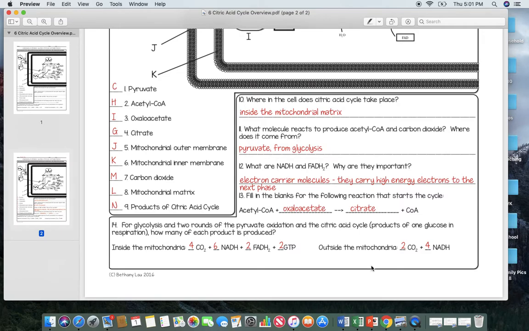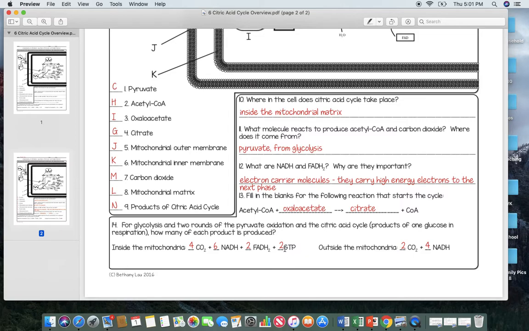Number 11, what molecule reacts to produce acetyl-CoA and carbon dioxide? Where does it come from? Pyruvate. It starts with pyruvate, and it comes from our first process, glycolysis. What are NADH and FADH2? Why are they important? These are our electron carrier molecules, and they carry those high energy electrons, which when we get to the next phase, the electron transport chain or oxidative phosphorylation, will be where we see what happens with the electrons.